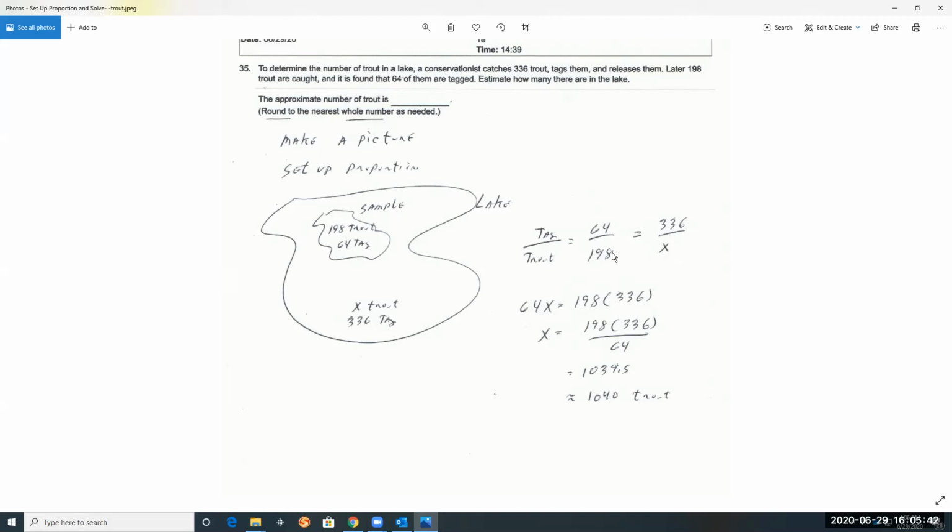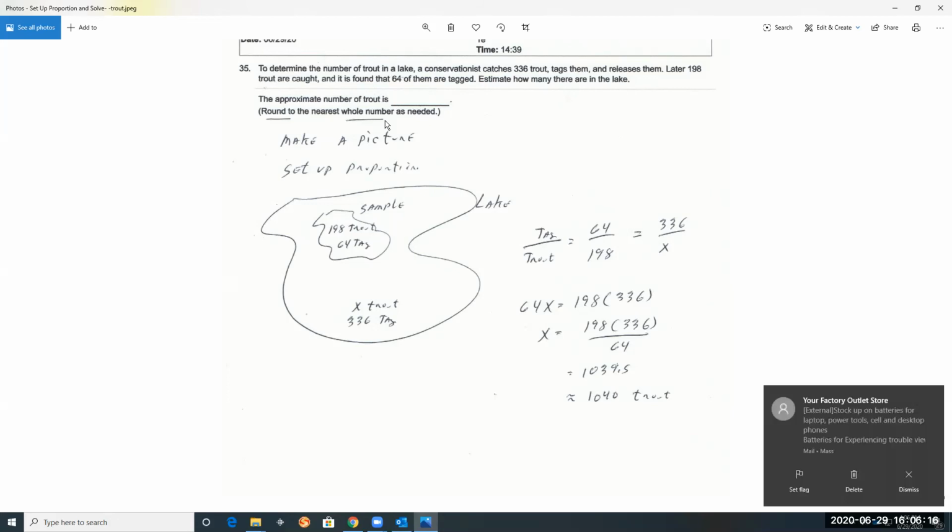The way we solve a proportion is to diagonally multiply or cross multiply. So 64 times X is equal to 198 times 336. To solve for X, we divide both sides by 64. I am now going to put these numbers into the calculator, 198 times 336, all divided by 64. And it gave me an answer out to one decimal place, 1039.5. But let's read how we're supposed to write the answer.